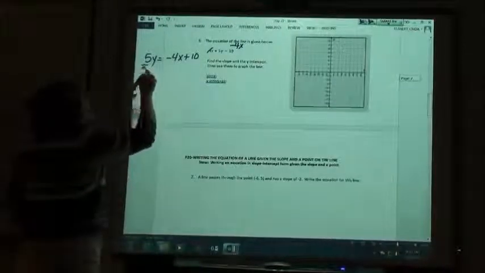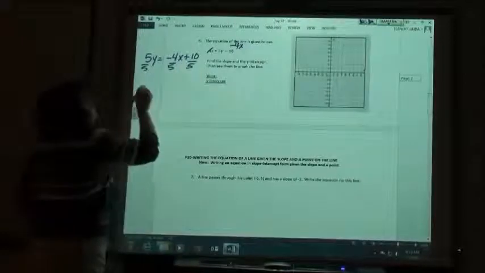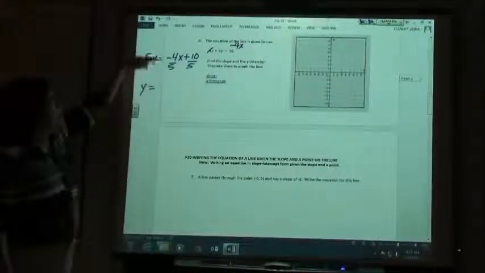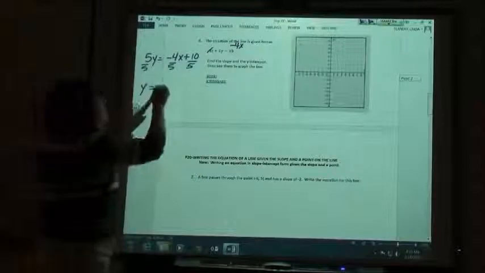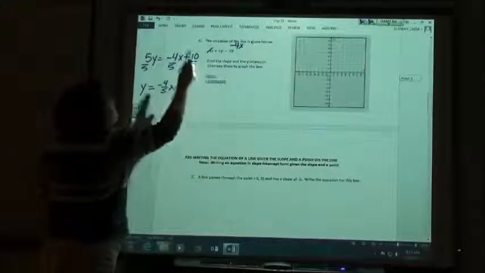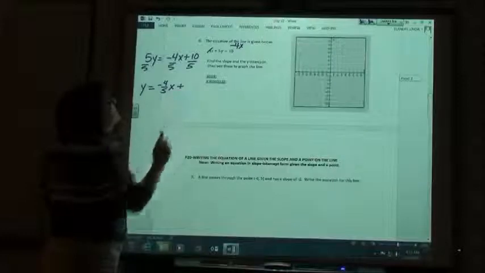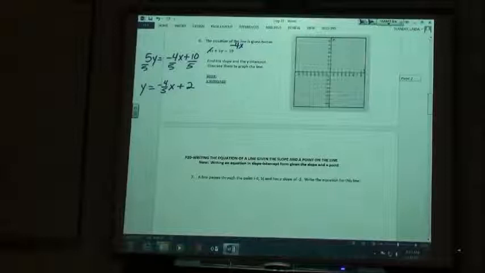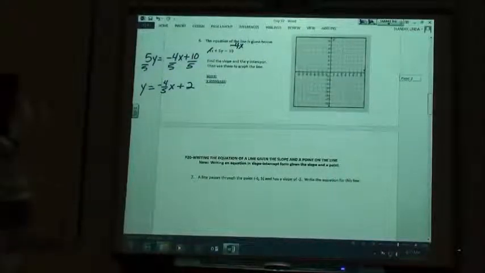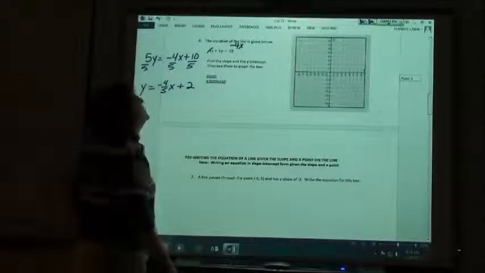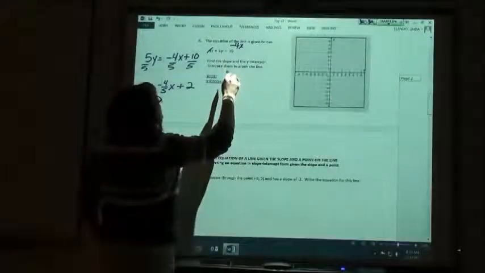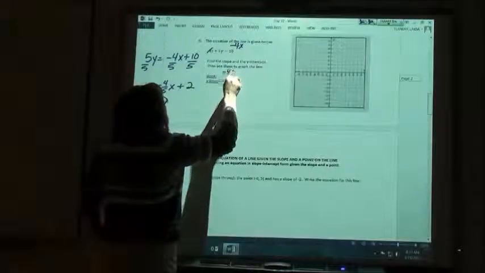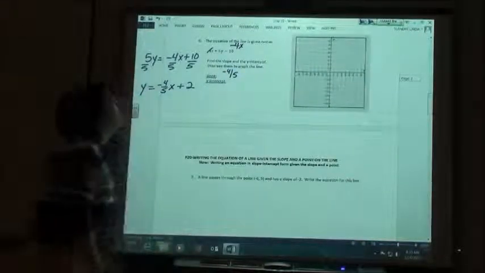Then you're going to divide by 5, and this one we're going to simplify a little bit. y is going to equal negative 4/5 x, since I can't simplify the negative 4/5. But here I have 10 over 5, which reduces down to 2. So y equals negative 4/5 x plus 2. So my slope is negative 4/5, and my y-intercept is 2.